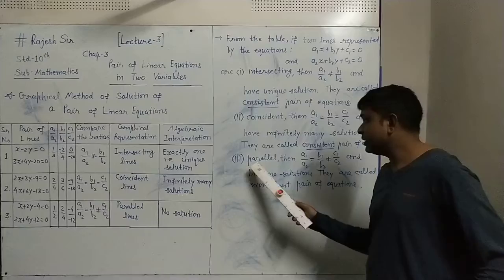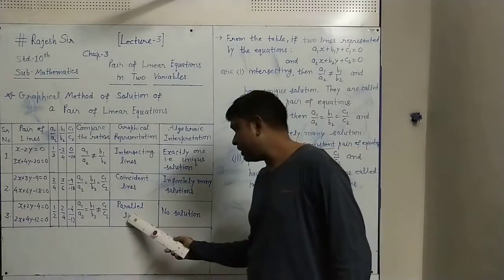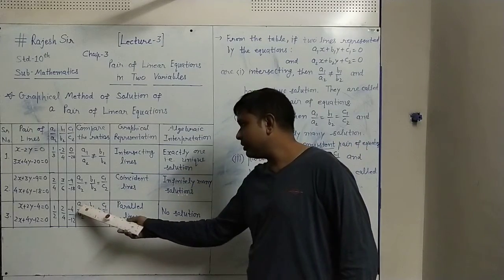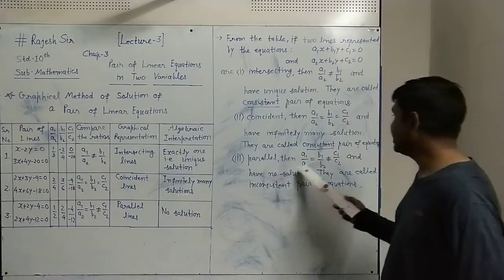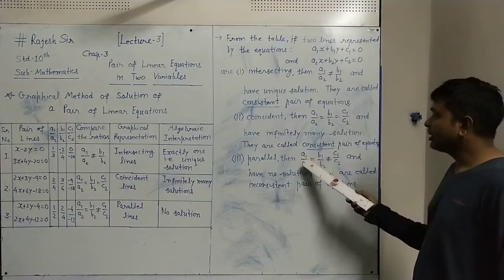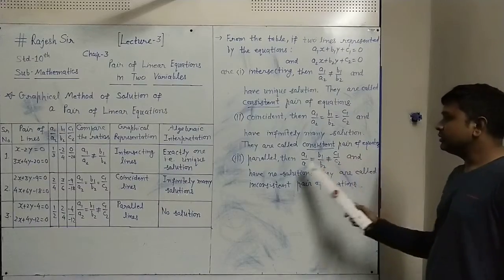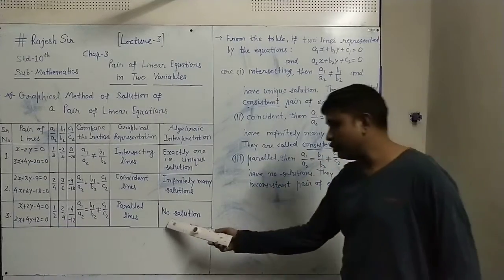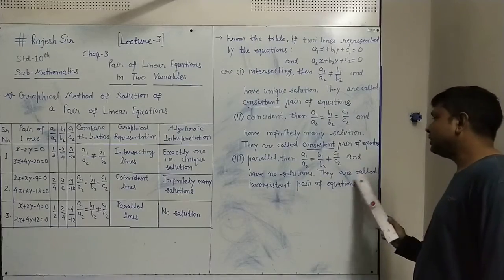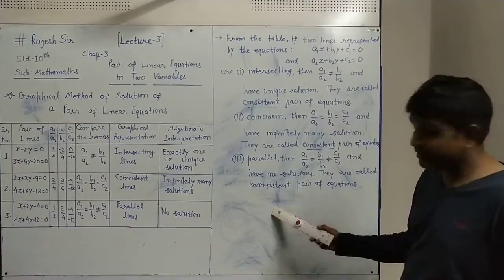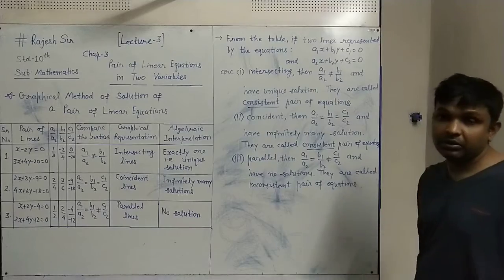Third, if they are parallel, then the ratio condition will be a1 upon a2 equal to b1 upon b2, not equal to c1 upon c2. And they have no solution, because they will be parallel lines. At this time, they are called an inconsistent pair of equations.